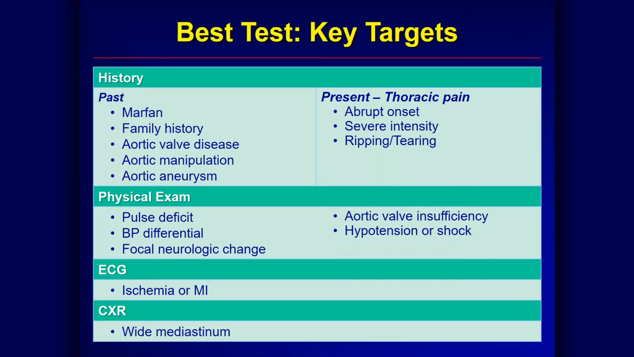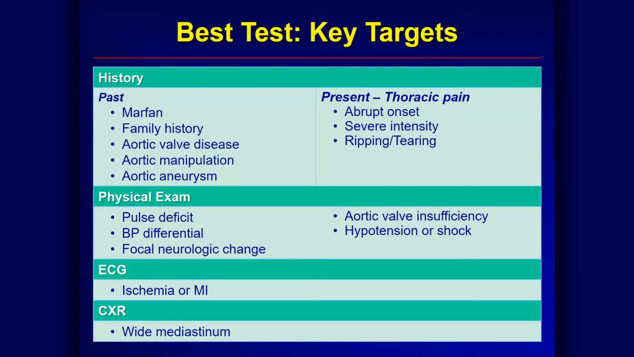And the history needs to especially think about past medical issues that would predispose the patient at higher risk, like Marfan syndrome, family history of aortopathy, known aortic valve disease, recent aortic manipulation, known aortic aneurysm. The present history is most notable for whether there is thoracic pain, which typically is described as very abrupt in onset, instantaneous basically, severe in intensity, maybe ripping or tearing.